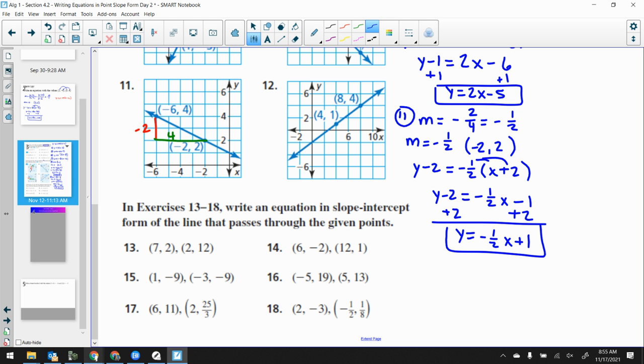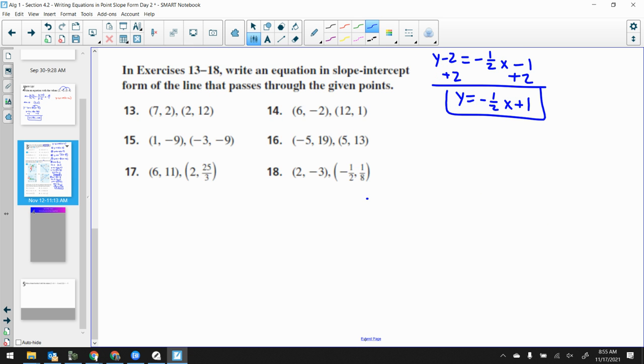Any other questions on 11 now? So we got 13, 14, and 16 left. Let's take a look at 13. Now, this is just like the warm-up that we did. This is nothing different from the warm-up. So let me ask you, Noah, set up the slope formula for me. Number 13.